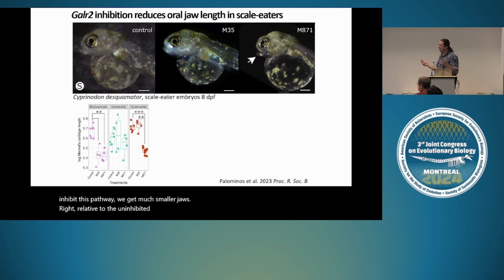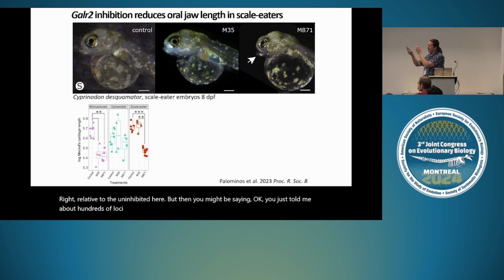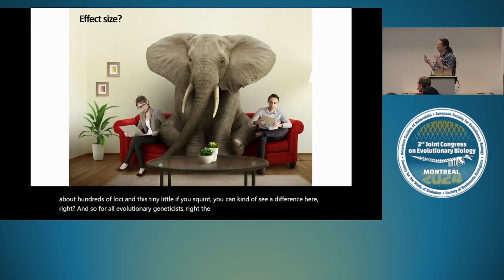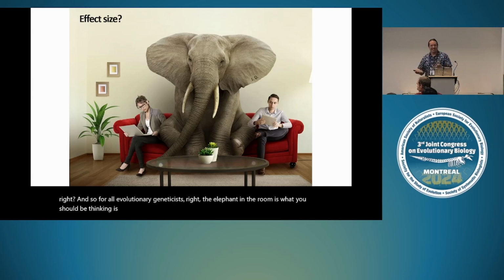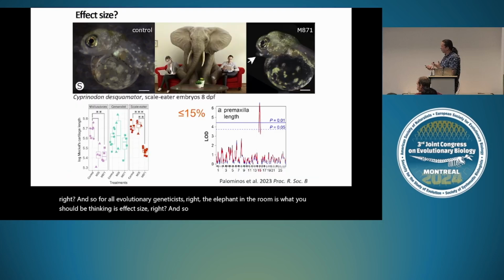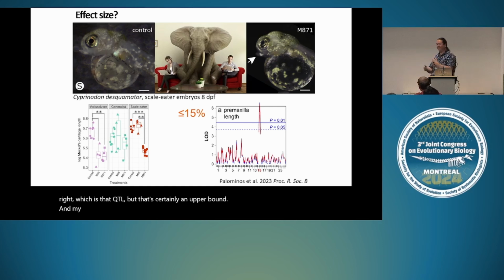But then you might be saying, okay, you just told me about hundreds of loci and this tiny little, if you squint, you can kind of see a difference here, right? And so for all evolutionary geneticists, the elephant in the room, what you should be thinking, is effect size, right? And so effect size here is potentially as high as 15%, which is that QTL. But that's certainly an upper bound. And my worry, of course, is that it's less than 1%, right? And so we really don't know where it is with effect size yet.